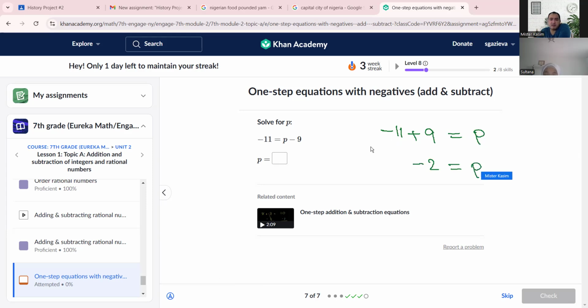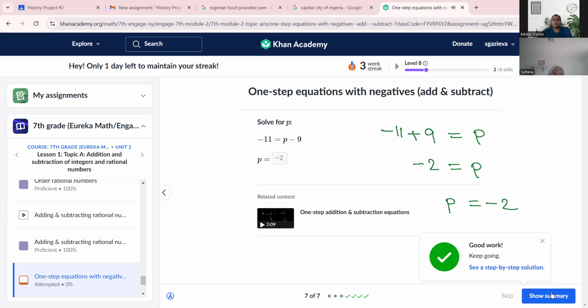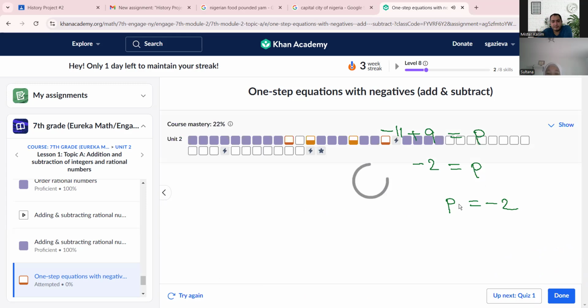Now I'm using the symmetry property. If A equals B, B equals A, right? Yeah. If -2 equals P, then P should be equal to -2. Yeah. So it is -2. If you check, this one: -2 minus 9 equals -11, right? Oh, okay. Thank you.